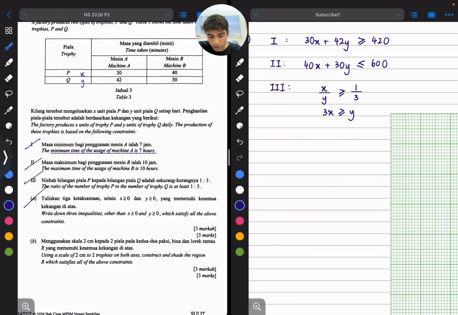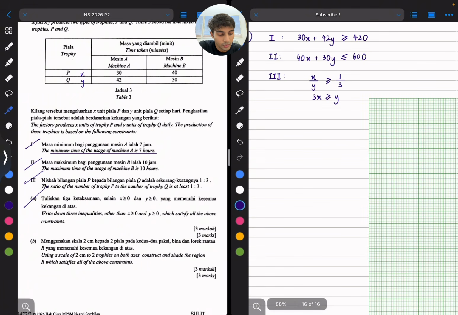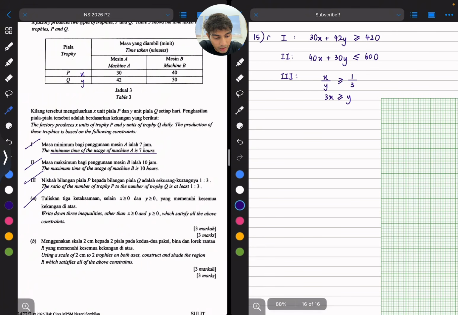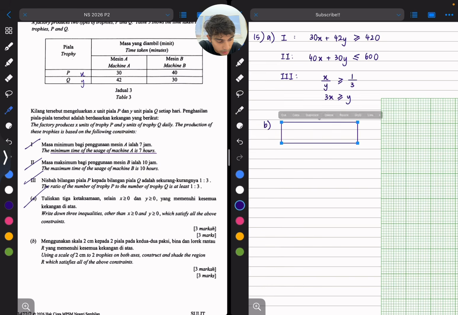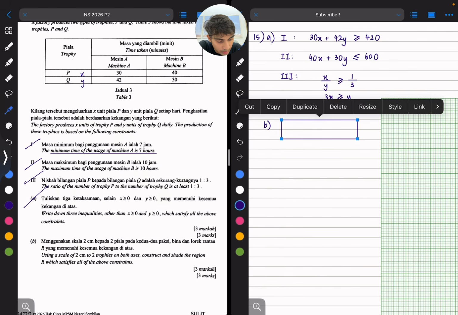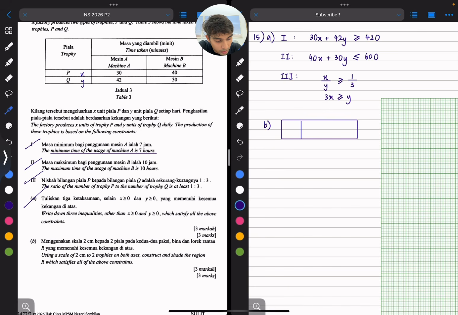B. Using the scale of 2 cm to 2 trophies on both axes, construct and shade the region. So what to do is, first we have to make 3 tables. I like to do 3 tables first, something like this. So I split this into 3. I write x, y here, and then let me just duplicate 3 times.